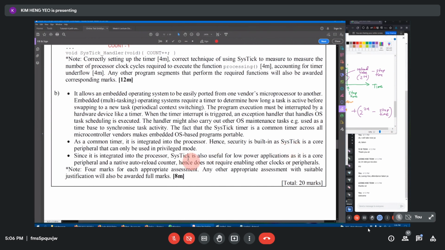And lastly, this SysTick timer is very suitable for low power applications, as compared to other microcontroller timers. Other microcontroller timers have a lot of features. They are very complex, so they consume a lot of power. So if you need a timer just for some low power purpose, the SysTick timer is the best. So I have here 3 points, or you can have any other logical answers, for why the SysTick timer is a common timer across all microcontrollers. You can print screen this if you want.